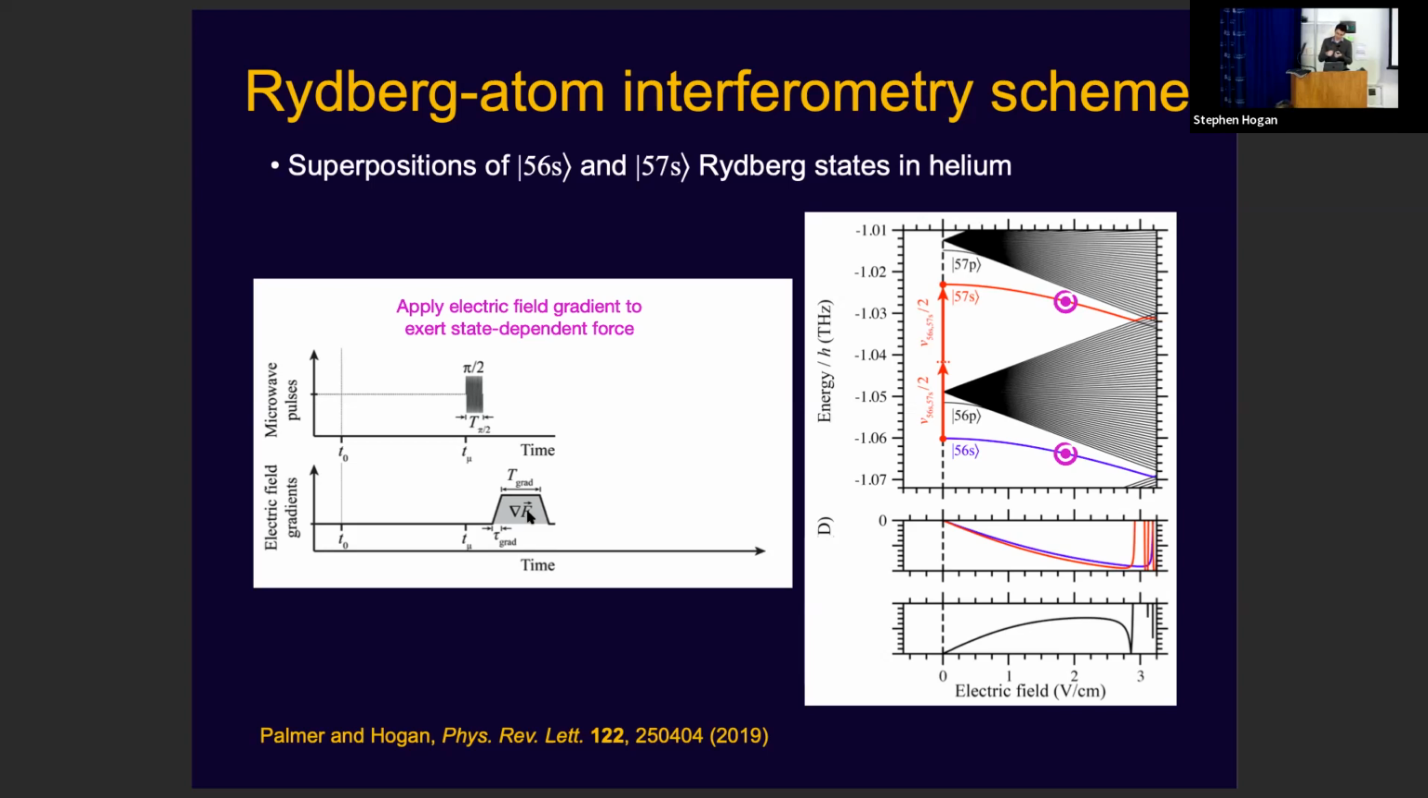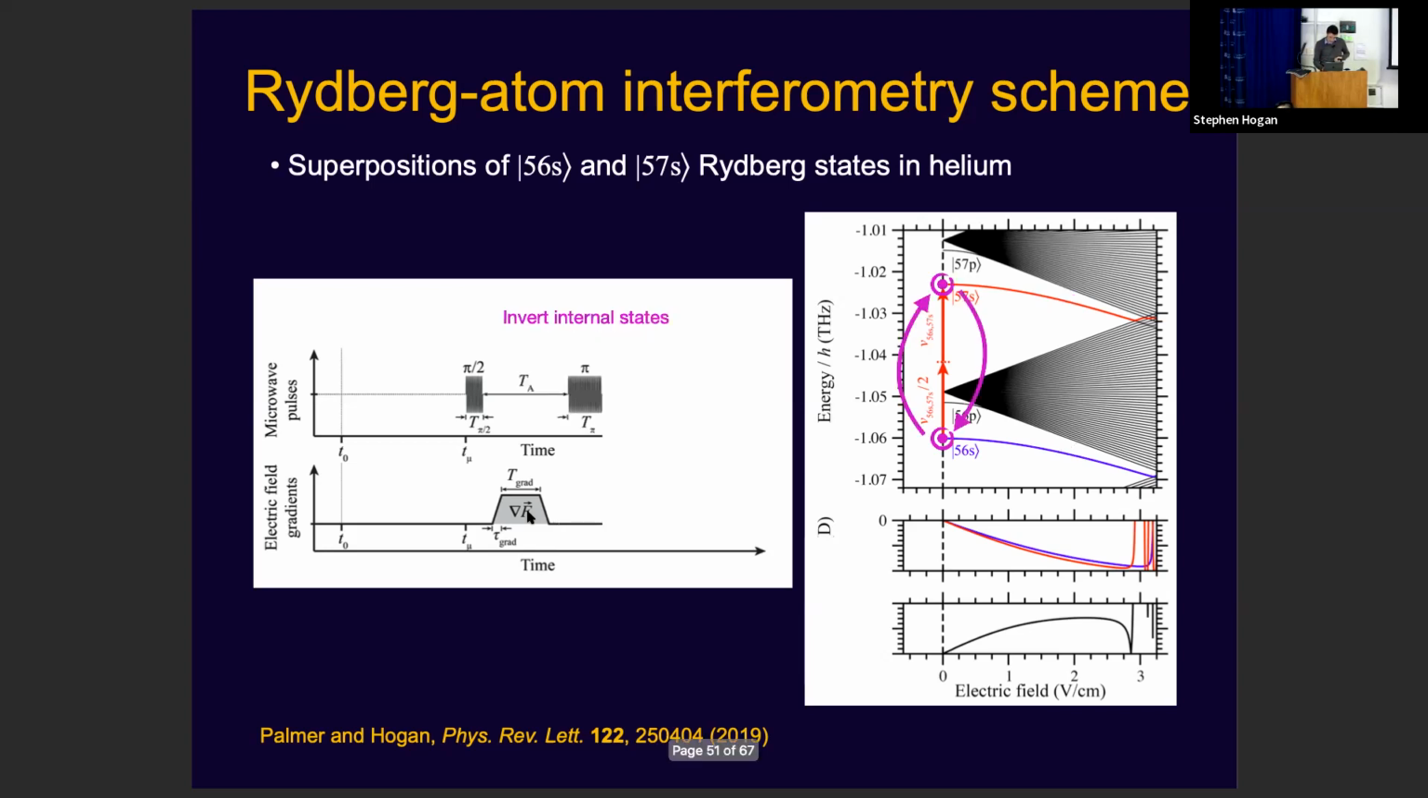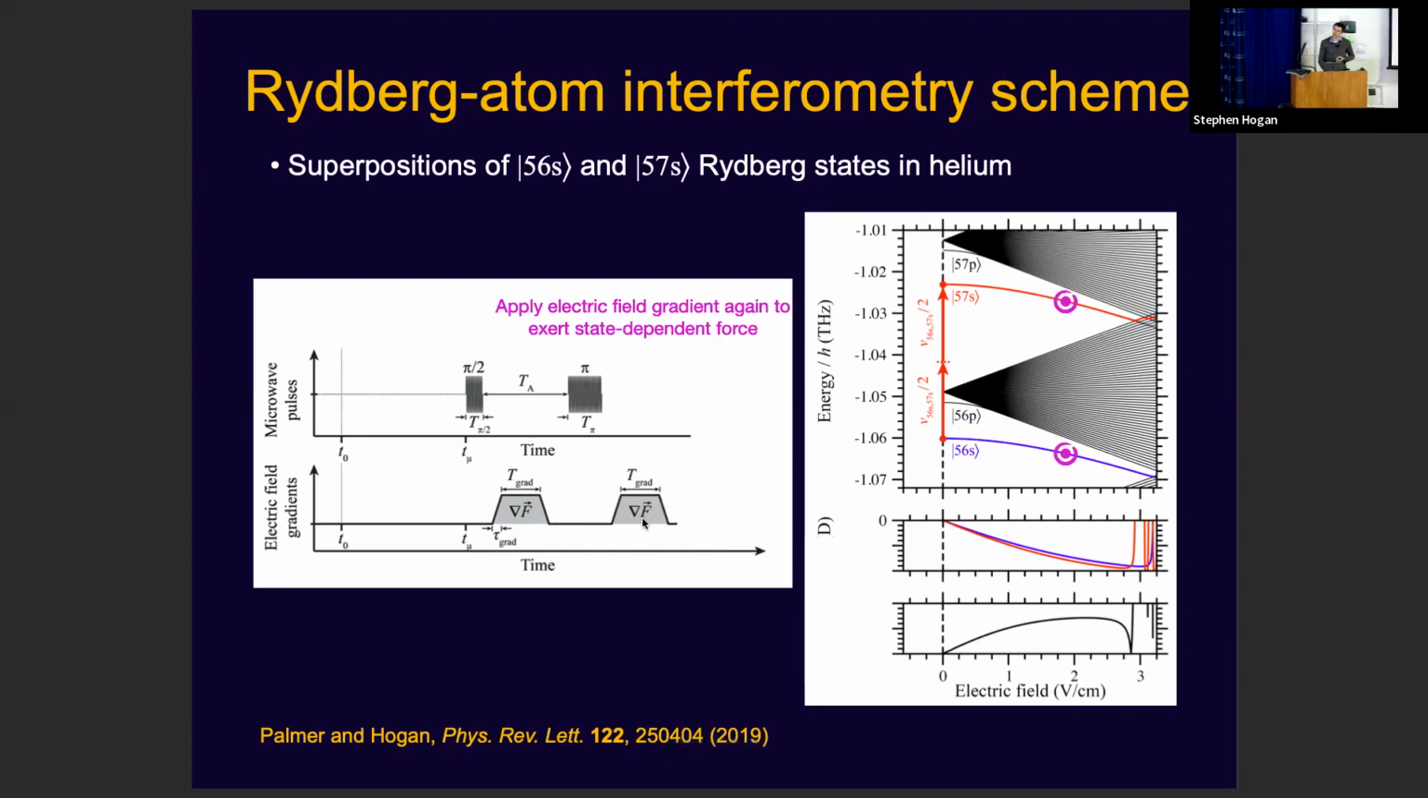Now after this gradient pulse, we've got these two components that are moving at different speeds, and they've also accumulated different Stark phase shifts. So what we do then is we apply a pi pulse. That inverts the internal state population. So we've turned off the electric field gradient pulse, and now we've inverted the internal states, and then we apply the same electric field gradient pulse again. And so what this pi pulse does, this is now an echo sequence.